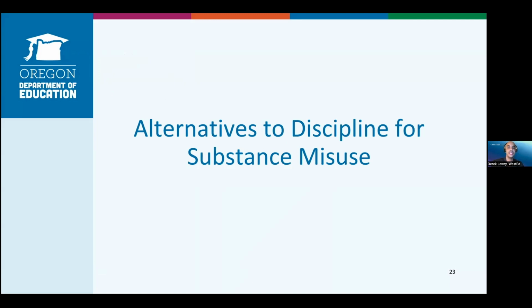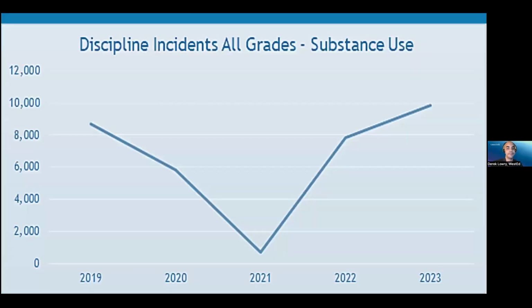So for the next section, we're going to go over alternatives to discipline for substance misuse and what that looks like in Oregon. So this chart here is a data chart covering discipline incidents across all grades for all students in Oregon. As you can see, there is a dip in 2021, and then it goes back up through 2023 and 2024.